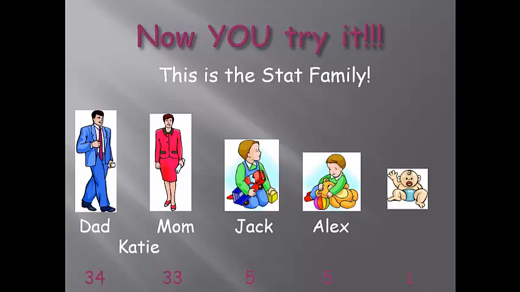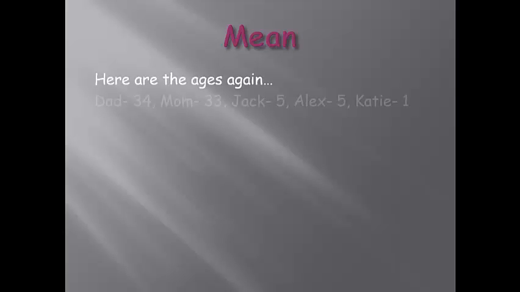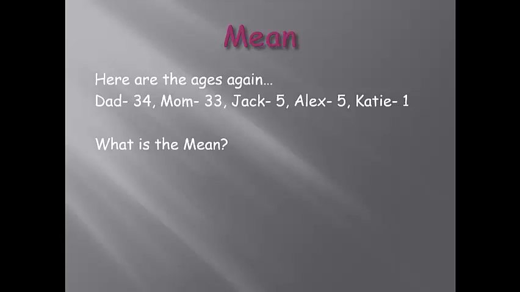Now it's your turn to try it. So this is the stat family: Dad, Mom, Jack, Alex, and Katie. And their ages. So Dad is 34 years old, Mom is 33 years old, Jack is 5, Alex is 5, and Katie is 1. Now, here are the ages again, as you can see. So I need you to find me the mean. So please remember, the mean is the average. So please take a minute to find the mean.